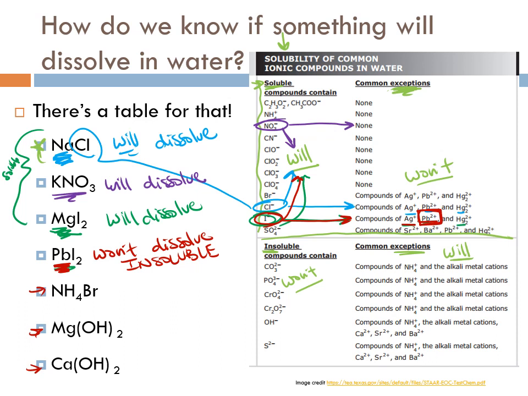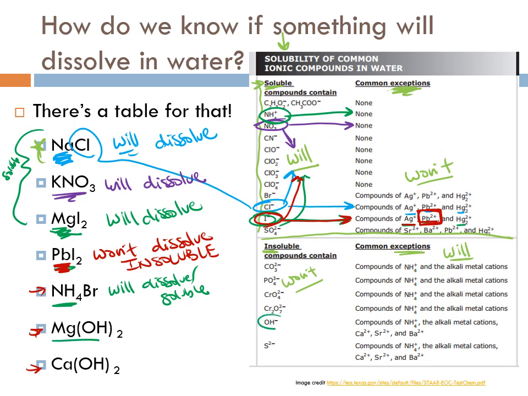All right, let's do some quick answers. This is ammonium. Notice ammonium is here. It is the only positively charged particle on the list. It is always soluble. So this one will dissolve. It is soluble.